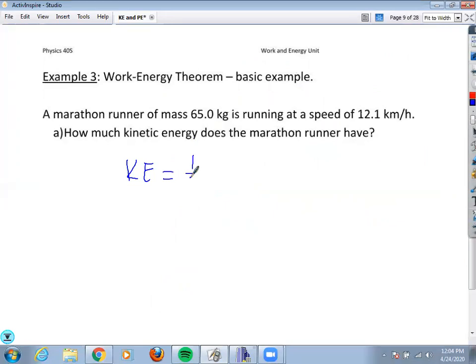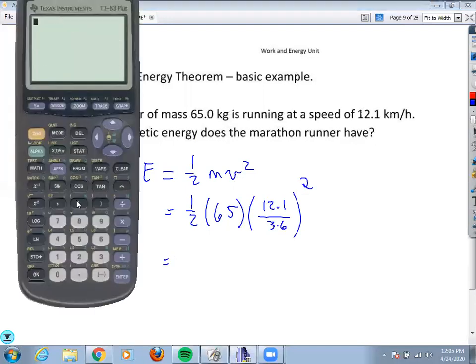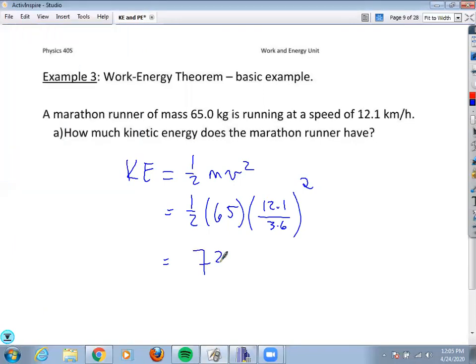Okay, so it's 1/2 mv squared, 1/2 times 65 times 12.1 divided by 3.6 for the conversion to meters per second squared. So we take 65 times 12.1 divided by 3.6 squared, and you get 734 joules. That would be the initial KEi. That would be the initial kinetic energy.